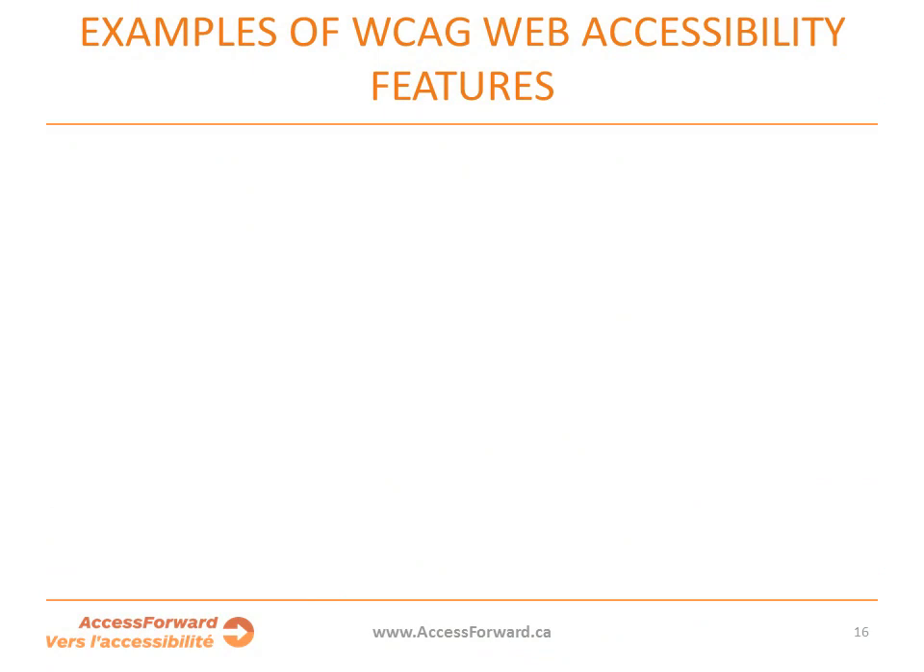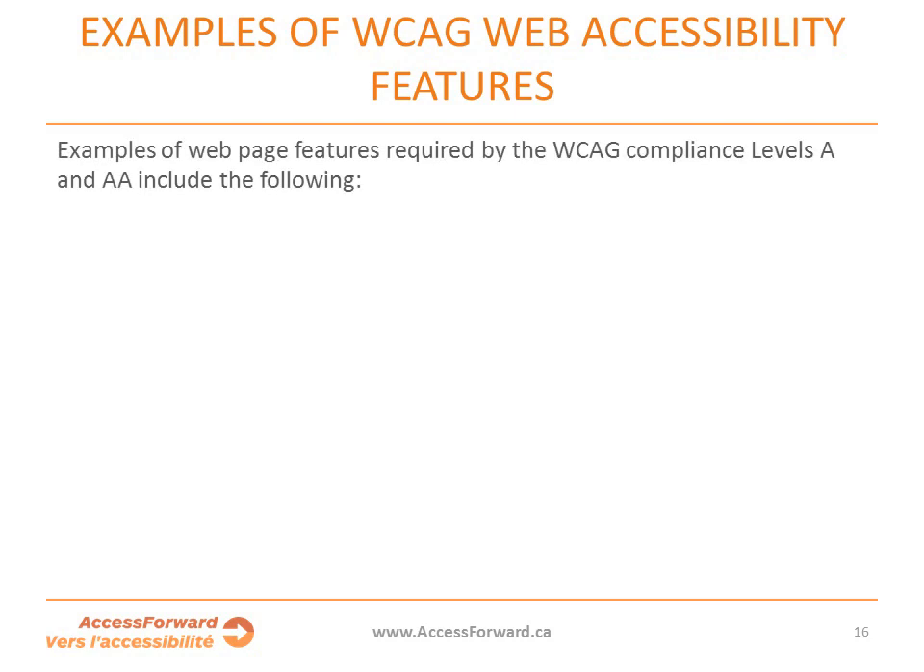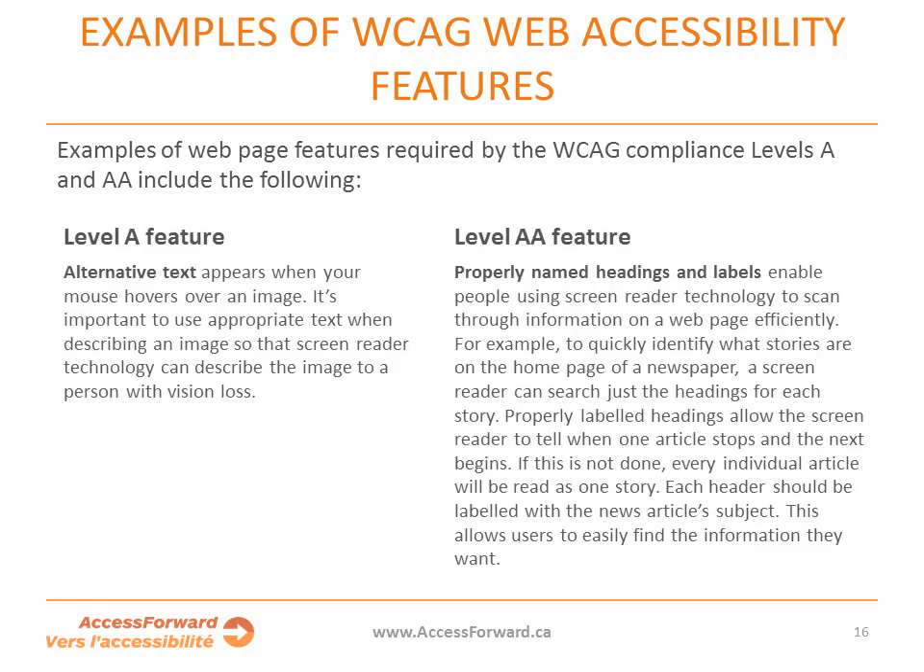Examples of WCAG web accessibility features. Examples of web page features required by the WCAG compliance levels A and AA include the following. Level A feature. Alternative text appears when your mouse hovers over an image. It's important to use appropriate text when describing an image so that screen reader technology can describe the image to a person with vision loss.